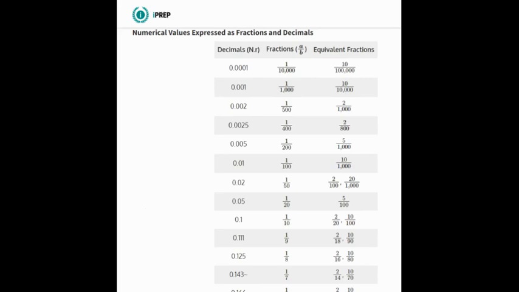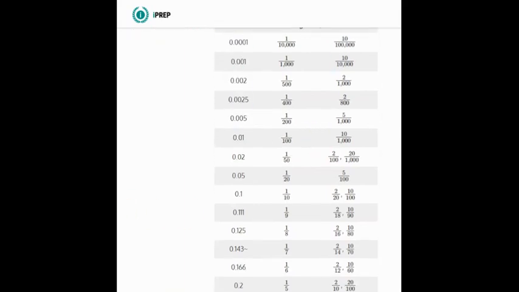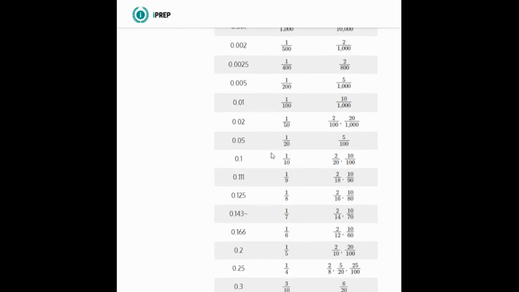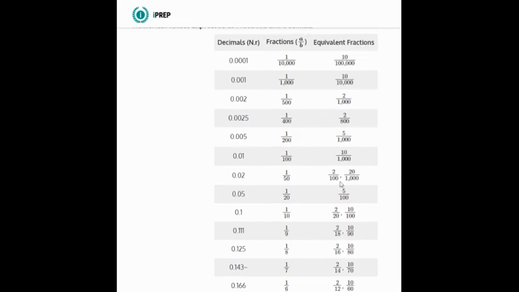0.001 is 1/1000th. 0.002 is 1/500th. 0.0025 is 1/400th. So on and so on. So some of those, especially more common, helpful ones might be, for example, 0.05, maybe 1/20th, 0.02, 1/50th. So you can use these equivalent fractions over here.